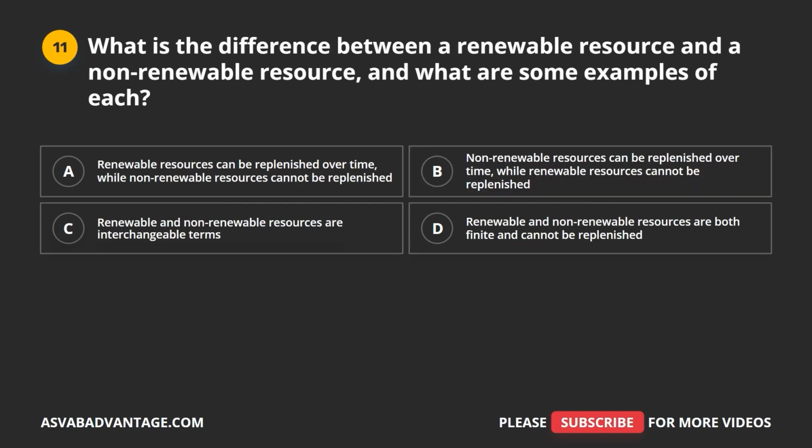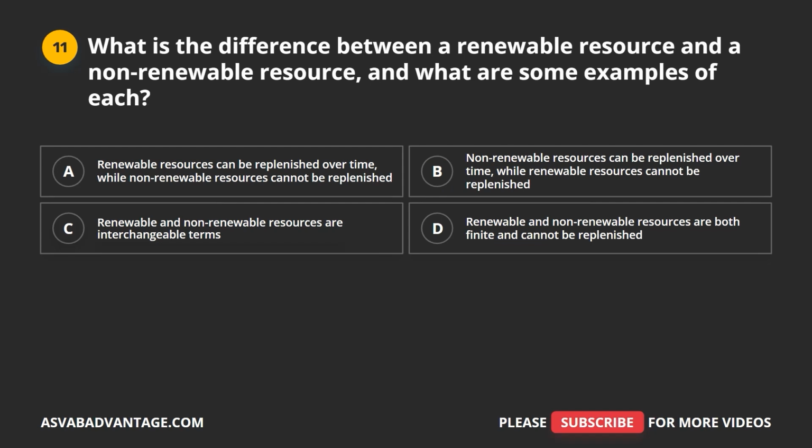Question 11. What is the difference between a renewable resource and a non-renewable resource, and what are some examples of each? A. Renewable resources can be replenished over time, while non-renewable resources cannot be replenished. B. Non-renewable resources can be replenished over time, while renewable resources cannot be replenished. C. Renewable and non-renewable resources are interchangeable terms. D. Renewable and non-renewable resources are both finite and cannot be replenished.